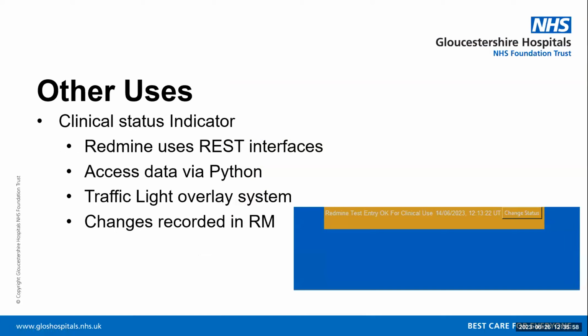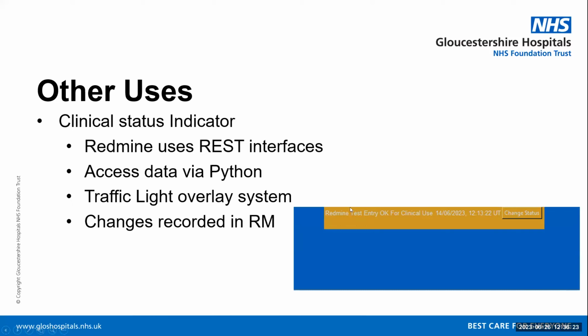So having gone to a bit of effort to get the fault logs working, it was obvious that Redmine could be used for a lot more than just fault logs. So another problem that we had that was in search of a solution was a clinical status indicator for our treatment Linacs. And using Python and Redmine's REST interfaces, I was able to use Redmine's issue tracking as a back-end system to record an auditable trail of changes to Linac status.